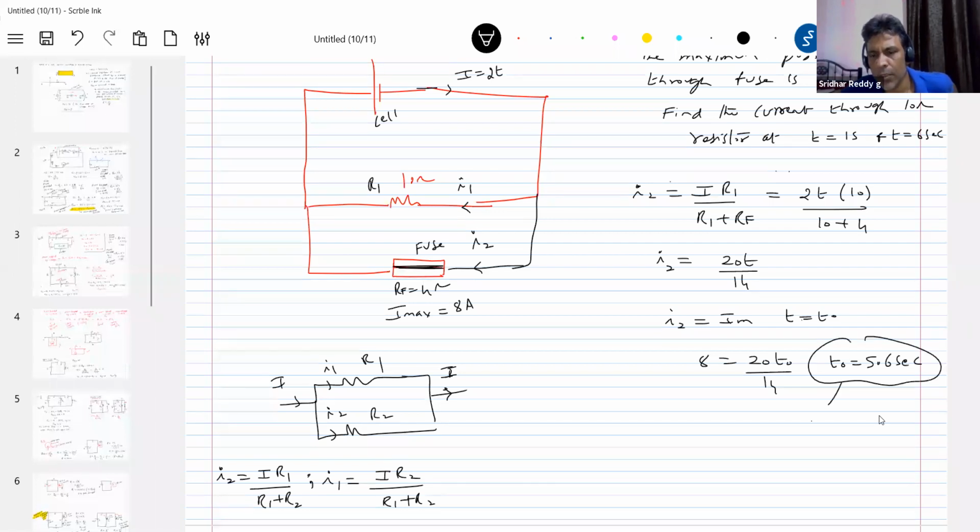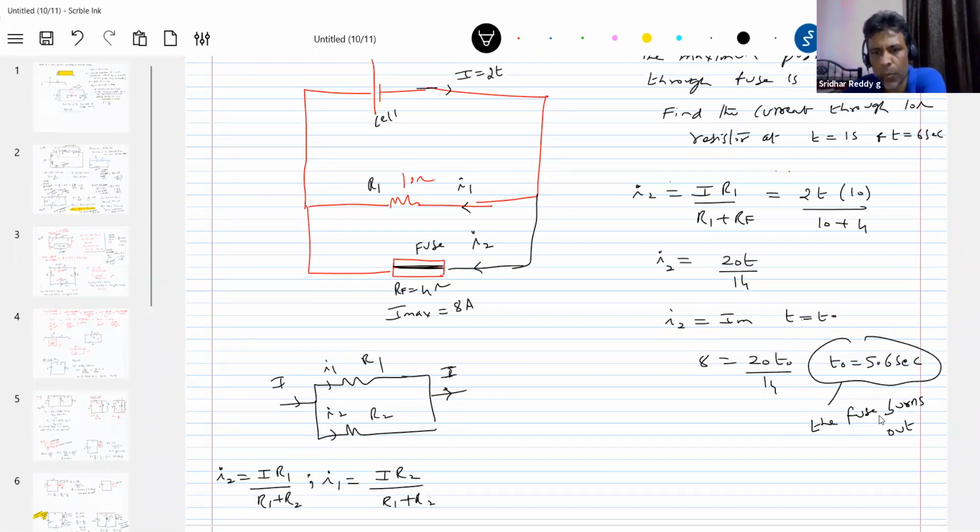The fuse will burn out. Agree with this? So it's asking now, find the current through the 10 ohm resistor at t equal to 1 second. At t equal to 6 seconds, what actually happens? At t equal to 6 seconds, t will be greater than t naught. The fuse will burn out, no? If the fuse burns out, what conditions will arise? Open circuit. Then all the current will flow through only the 10 ohm.